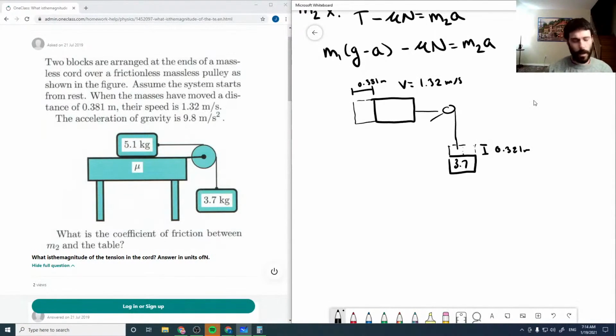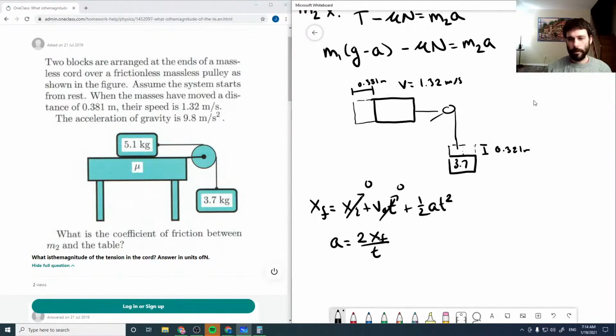And so, assuming we start from rest, then our xf is xi plus v naught t plus 1/2 a t squared. So if we start from rest, then that's 0. Start from 0, then that's 0. Then we can now solve for our acceleration. So our acceleration is going to be 2xf over t squared.